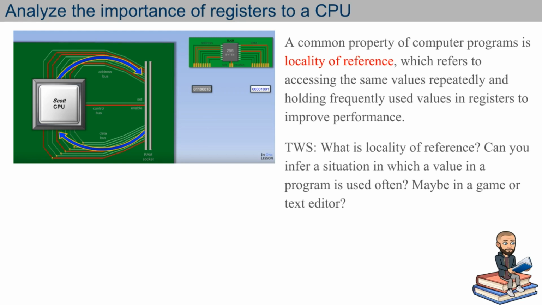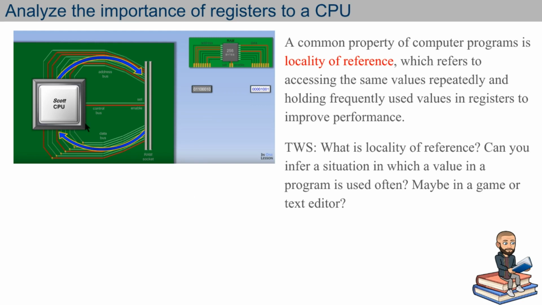Now that might be an oversimplified example, but here in this class, I want you to make inferences. So the challenging part of this think-write-share is, can you infer a situation in which a value in a program is used often? Maybe we're talking about a game or a text editor. What types of values may be referred to often?